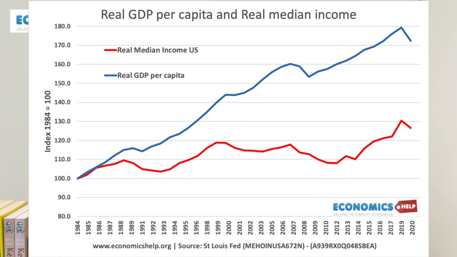And if you look at this graph from the United States, it shows a disparity between growth in GDP per capita and growth in median incomes. So median income is the average wage that an American gets, and this is lagging far behind GDP.